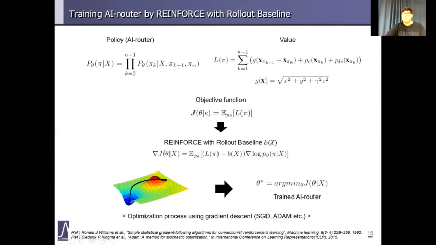Then we can take the gradient of this objective function. We call it the policy gradient because it contains the gradient of log policy. Another name is REINFORCE, and this is the rollout baseline, which is scaled to reduce the whole variance. The details of the reinforcement learning algorithm will be skipped. It is just the way of finding this theta star, the optimized AI router. This theta star minimizes this J, these penalties, which means this theta star can find the optimal routing path.